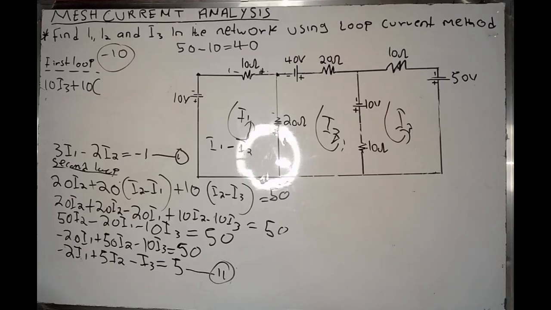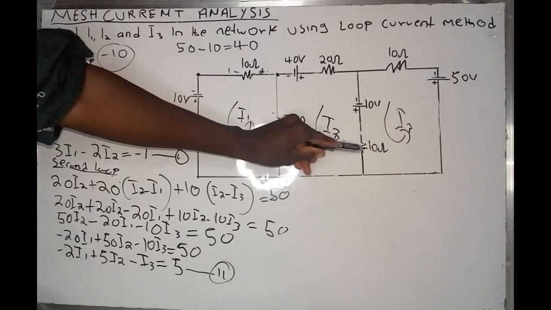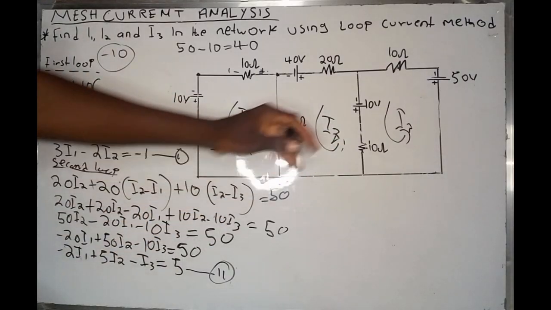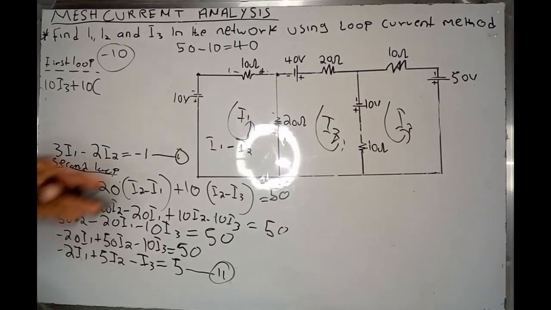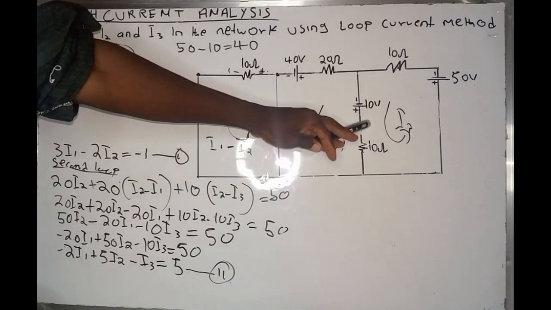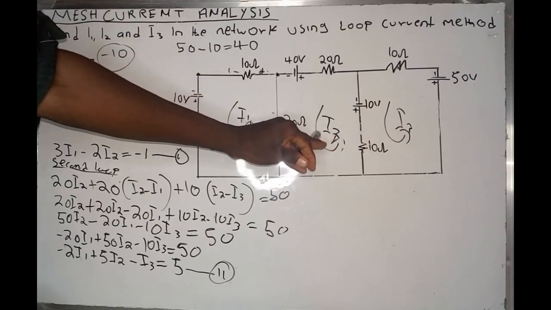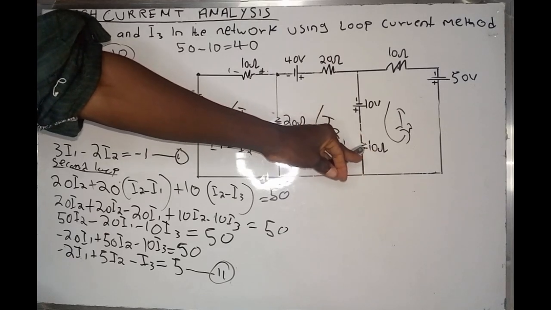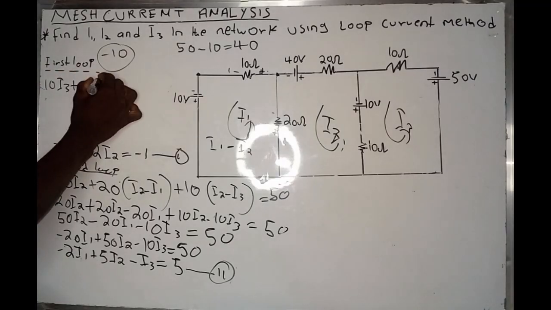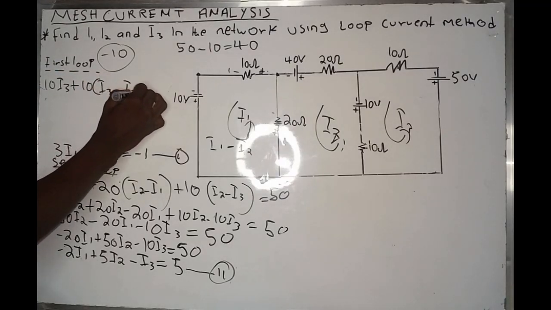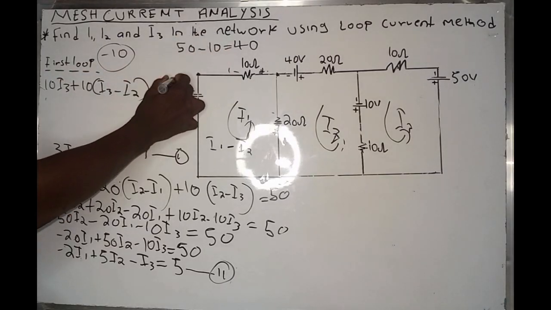Don't forget, as I said before, if you are calculating the third loop and the resistance is shared between two loops, you have to say the current loop minus the loop that this resistance contains. Our current loop, the initial loop, is I3. So we have to minus I2, because this resistance consists of I3 and I2. So therefore I3 minus I2 is equal to 40.